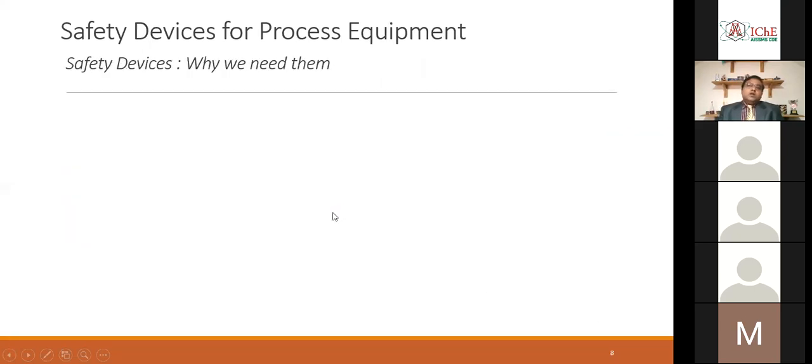Now, safety devices. Now I have designed everything as per my design parameters and all. So why do we need at all a safety device? Why spend unnecessary money? So why at all do we need them?